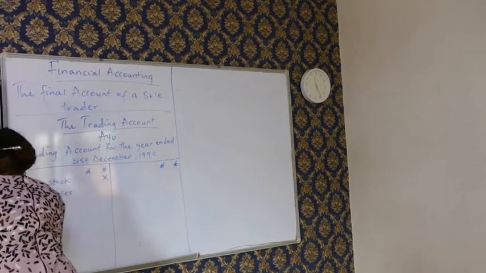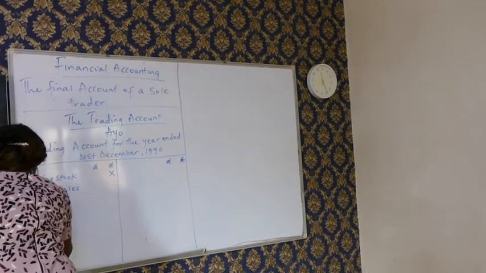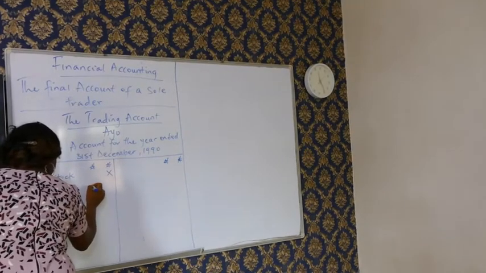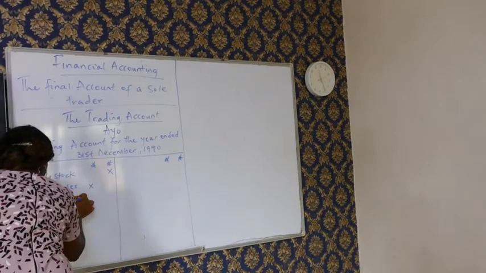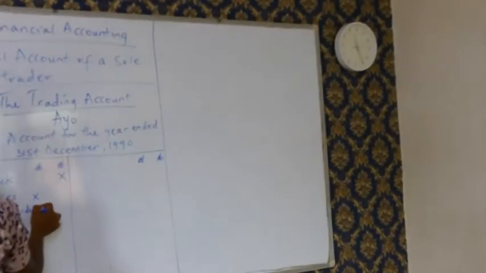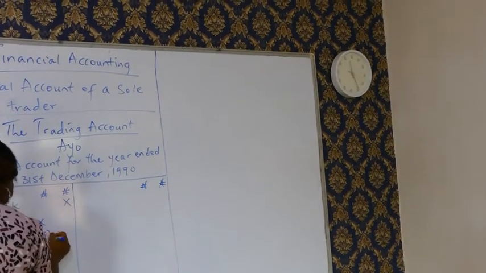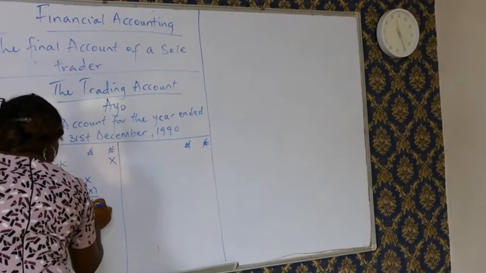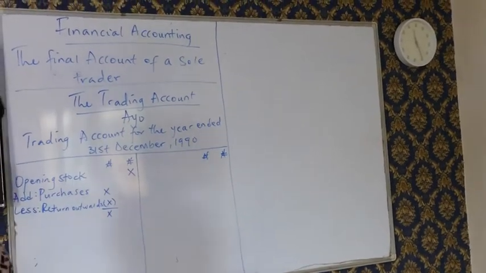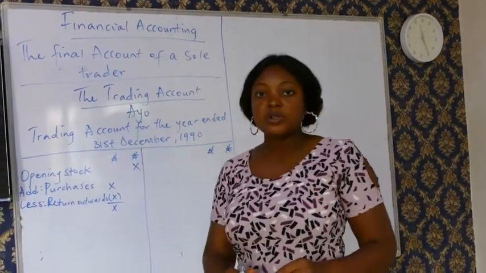So what we do, with the purchases figure on the first naira, we less return outwards, and to show that you're going to less it, you put it in brackets. You less from the purchases, you have a figure, and then we add carriage inwards. If there's carriage inwards, you add it to the purchases figure.